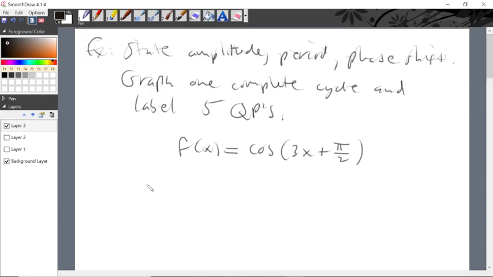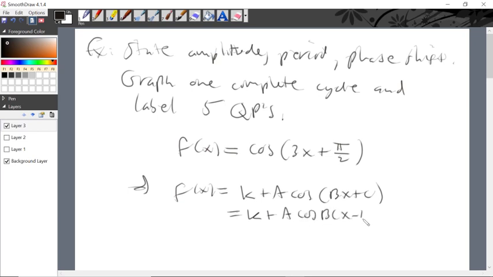Now, what's the amplitude? The amplitude would be the magnitude of a. Well, what is a in this case? We did it in the last example also. The form of the function we have here is k plus a times the cosine of bx plus c. We can rewrite that as k plus a times the cosine of b times x minus h by factoring out b if we wish. The value of a from here is taken to be 1, the leading coefficient of the cosine.